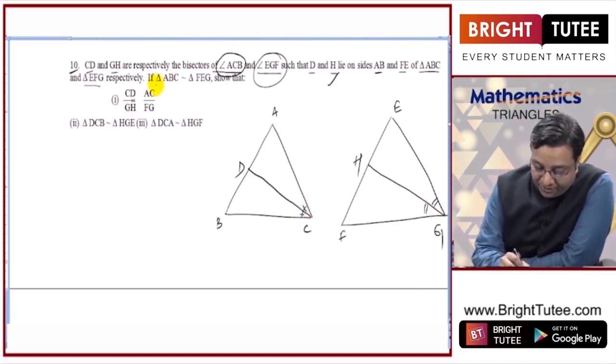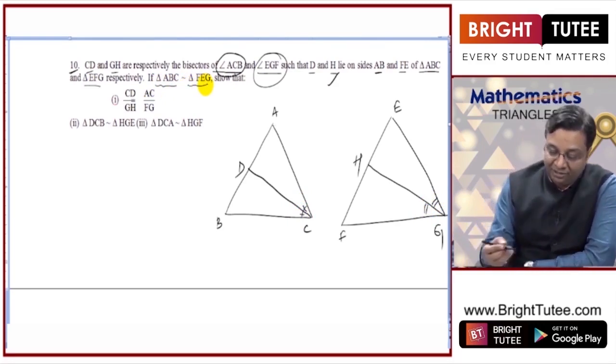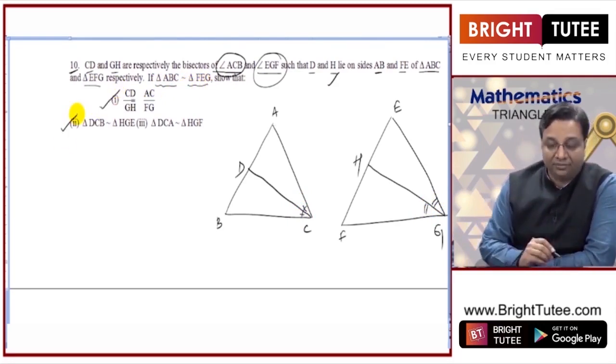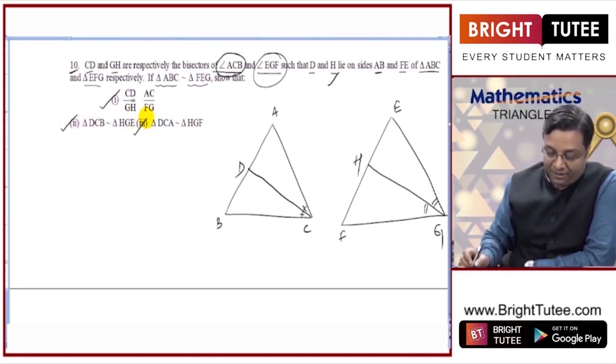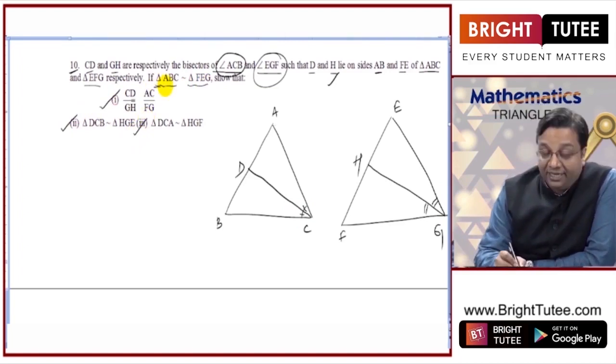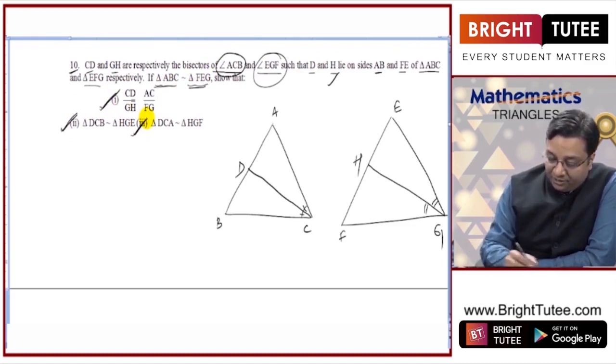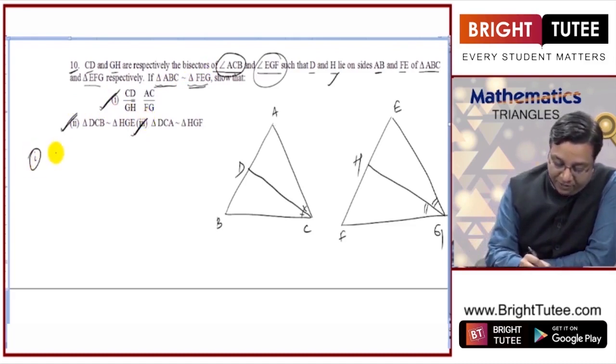Now, if triangle ABC is similar to triangle FEG, then show that this first one, second one, and this third one. So if triangle ABC is similar to triangle FEG, we need to show these three relations. So first thing, what is given?